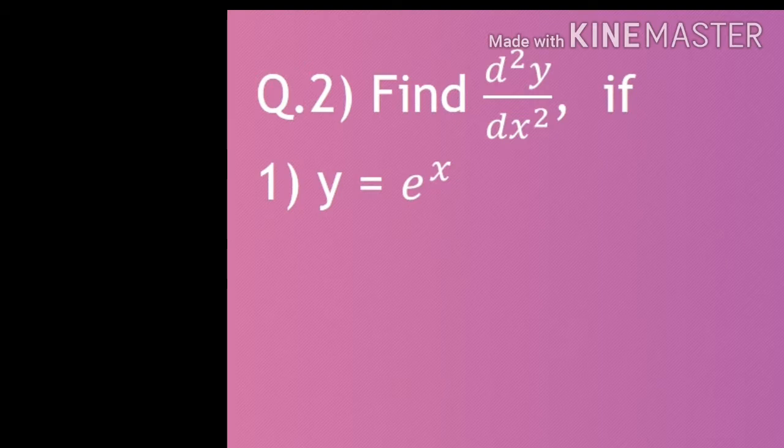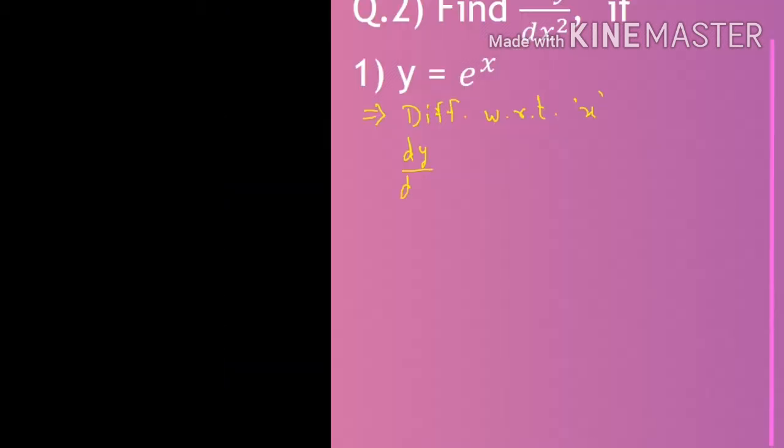Question number 2 is the same. Find d square y upon dx square if y is equal to e raised to x. Very simple sum this is. We know that the derivative of e raised to x is e raised to x only. So when you differentiate with respect to x, dy by dx is equal to d dx of e raised to x, which is the same e raised to x, and then if you differentiate again, you will get the same answer.